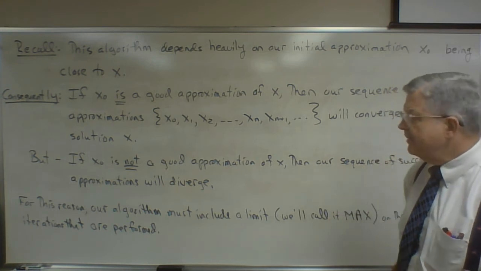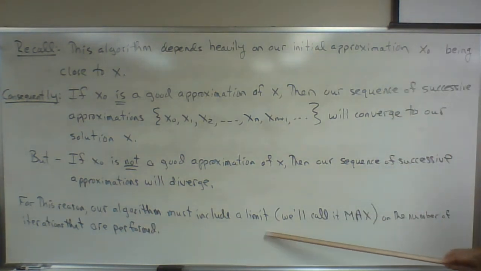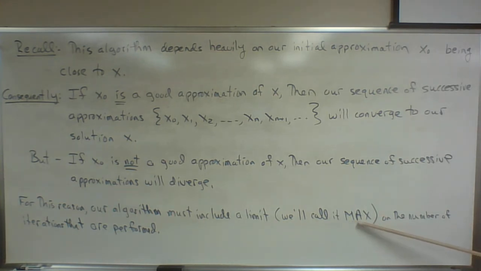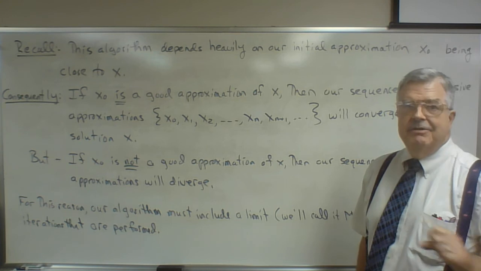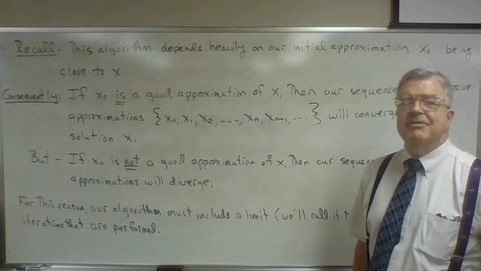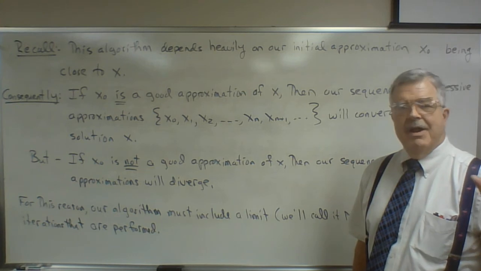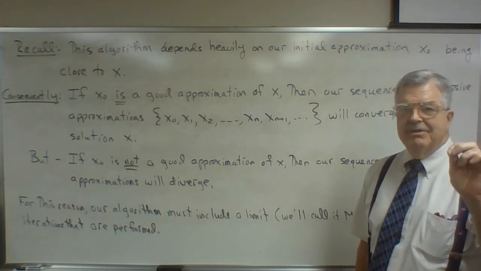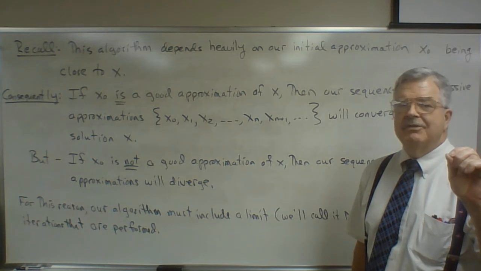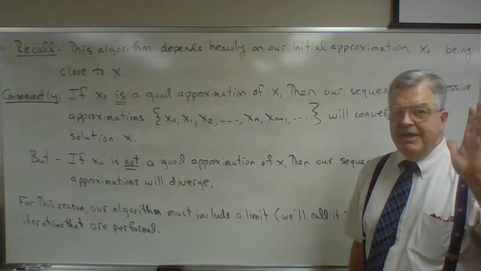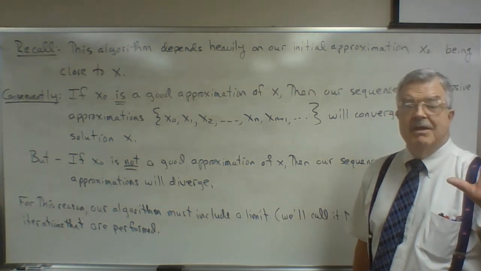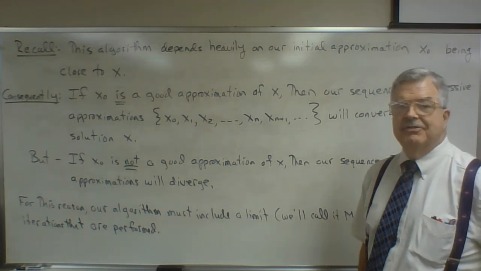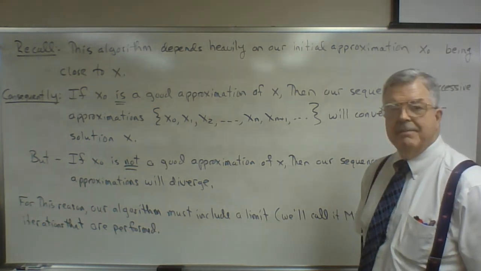And what we do is our algorithm has to include a limit that we'll call max, M-A-X, a limit on the number of iterations that are performed. In other words, if we perform, let's say, 30 iterations, and we're not as close as we want to be to our solution, then we stop the process and say, this process failed. Maximum number of iterations is exceeded. We have to do that.